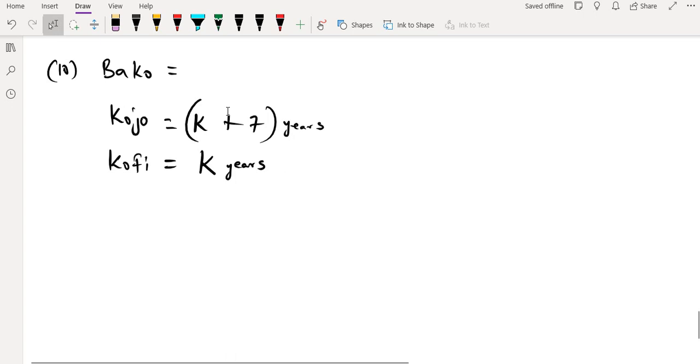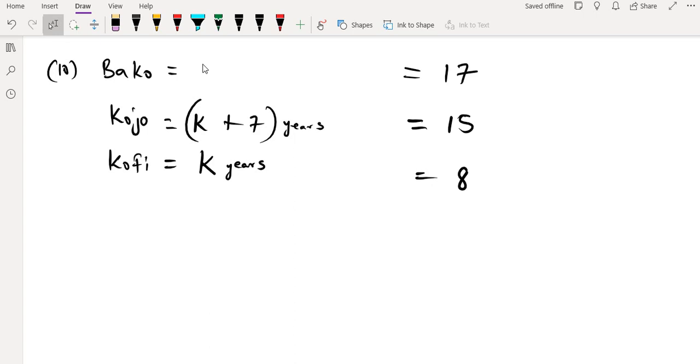Oh, listen now. Oh, okay. Sorry. Let me use figures. Kofi is 8. Kojo will be 15. Bako will be what? 17. Because I said Bako is 2 years older than Kojo, isn't it? Yes. Okay, if you can do it with figures, you can do it with alphabets.